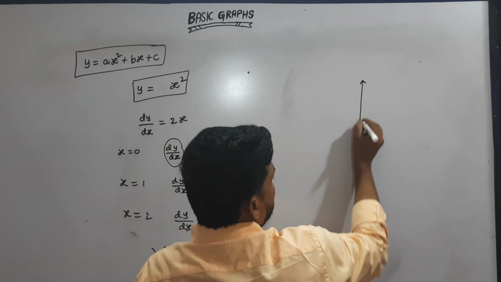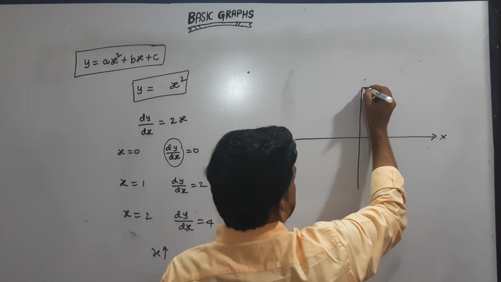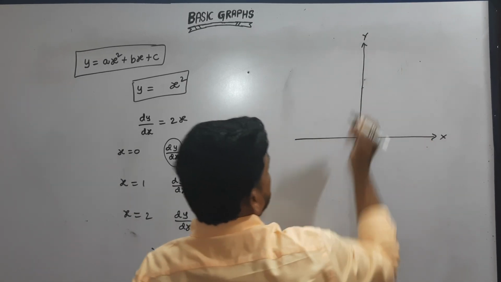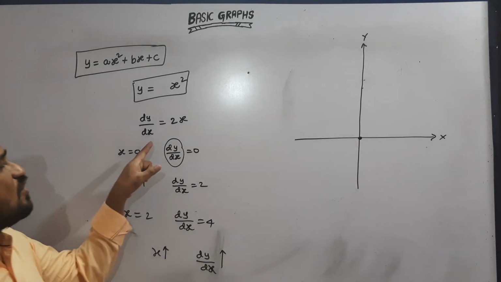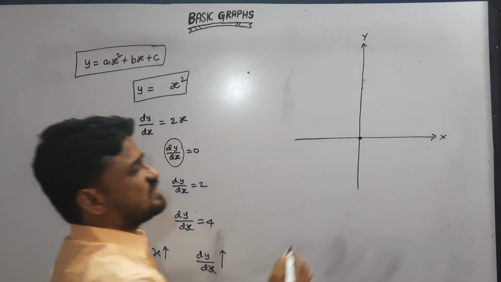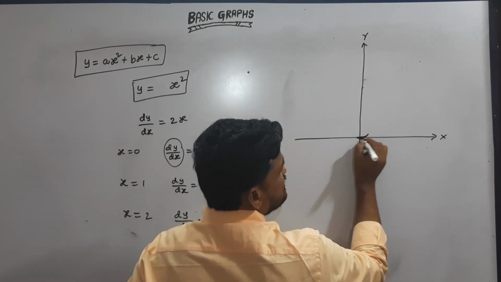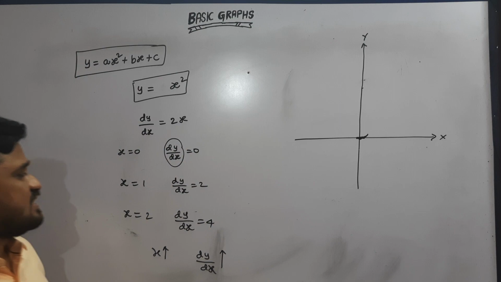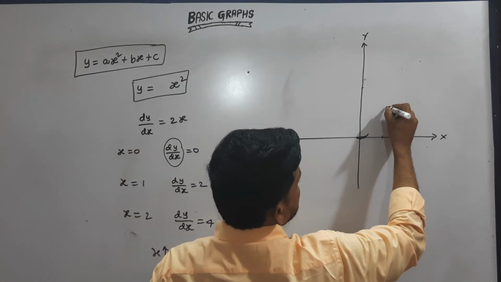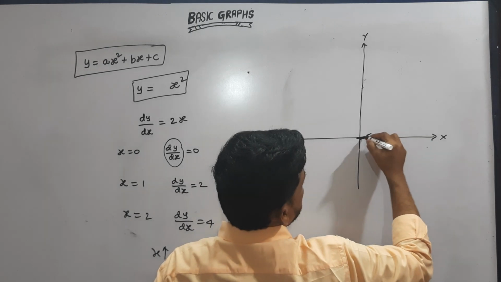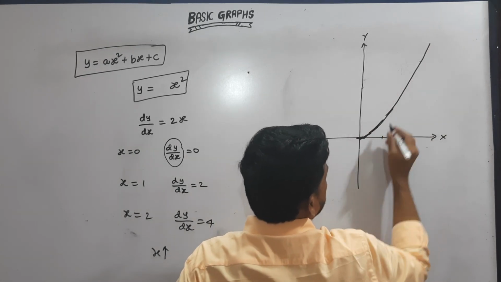See, I draw graph here. This is x-axis and this is y-axis. At x equal to 0, slope of graph is 0. Means graph ekkade start avuthundi etla initial ga slope 0. At x equal to 1, dy by dx equal to 2. And x equal to 1 appudu slope of graph 2.